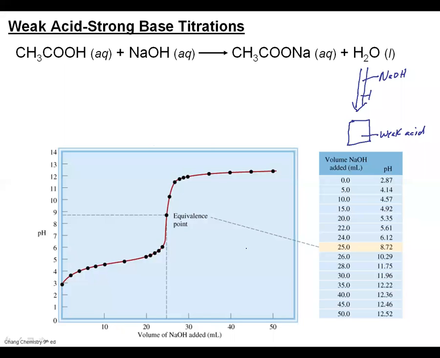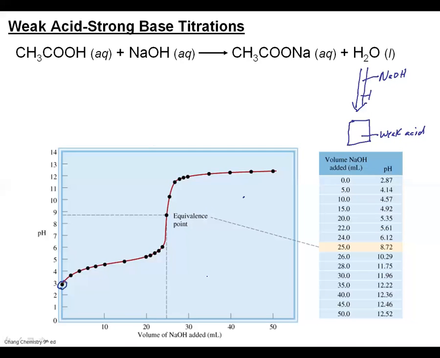So again, we're starting down here. And we got this typical S curve that's occurring. And we also see, just like before, as we approach the equivalence point, we got this vertical line that's going up. And then it will level out as we get to the top of the curve.